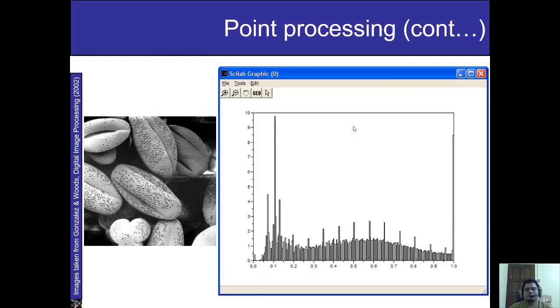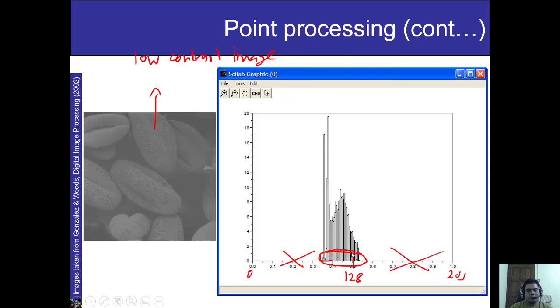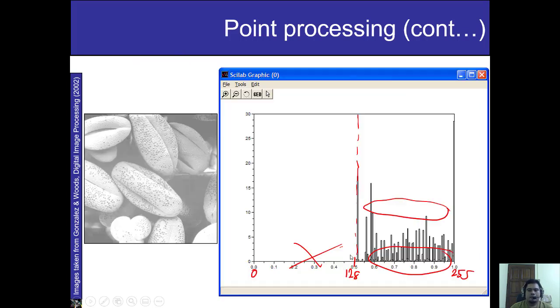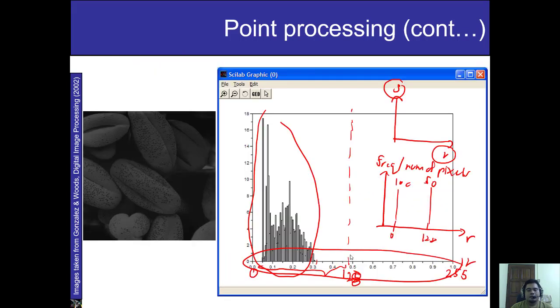So if you plot the histogram, this is the histogram. The histogram is just to double confirm whether it is high contrast or low contrast. If you talk about high contrast, then the histogram should utilize almost all gray levels or intensity levels from 0 to 255. But if you talk about low contrast, it should occupy a certain, very narrow range. For example, this one, as well as this one.